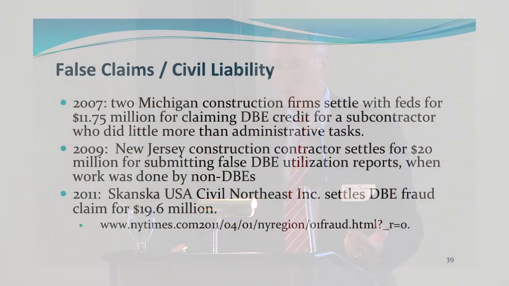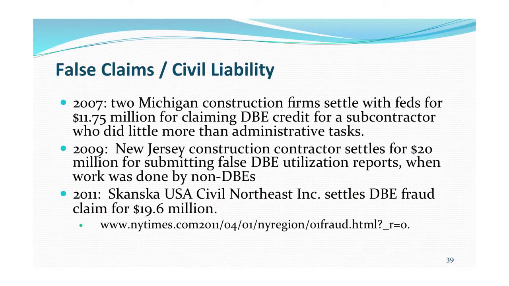The paper is littered with claims relating to this. I'll just go through a couple. In 2007, a Michigan contractor gets hit with $11.75 million for claiming DBE credit for a subcontractor. New Jersey, this is not surprising, $20 million for work done by a non-DBE that it claimed as DBE credit. Even credible contractors like Skanska settled DBE fraud claims for close to $20 million. It's sure a lot better than being debarred.